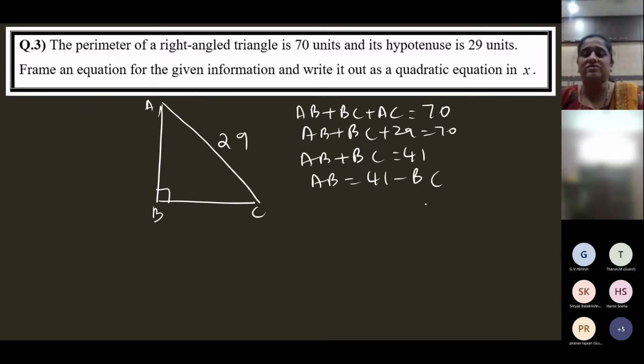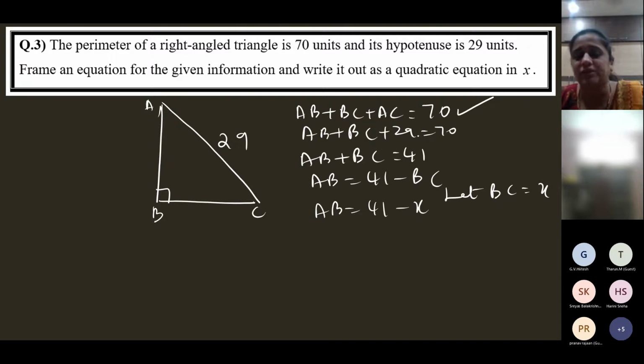So you can take this BC as X because they want an equation in X. So let BC be X. So AB is equal to 41 minus X. AB plus BC plus AC is equal to 70. AC is 29. So you get AB plus BC is 41. You can also write BC is equal to 41 minus AB. That's fine. So now take BC as X, so AB will be 41 minus X. What is AB? 41 minus X. And what is BC? X.